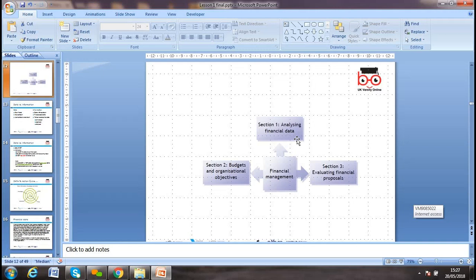Okay. So next, financial data. What is meant by financial management? Under financial management, we prepare budgets, we set organizational objectives, and we evaluate our financial proposals and our financial performance.